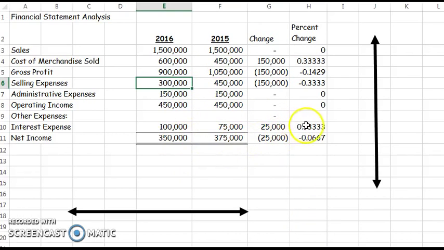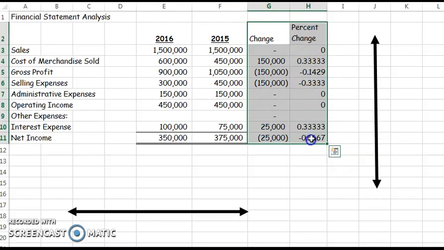And then if I come down, my interest expense went from 75 up to 100, so it looks like I'm having to pay more interest on some amount of money that I have borrowed. So this is called a horizontal analysis because I'm comparing across, meaning I'm comparing from 2015 to 2016, and that's my percent change. Let's talk about a vertical analysis.